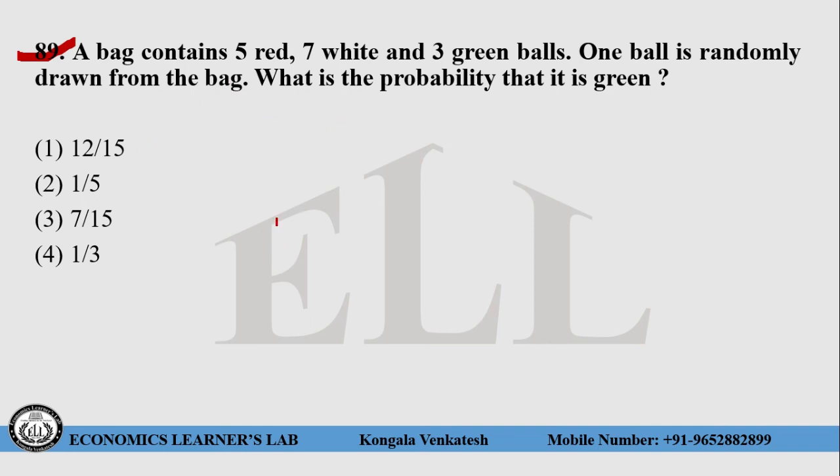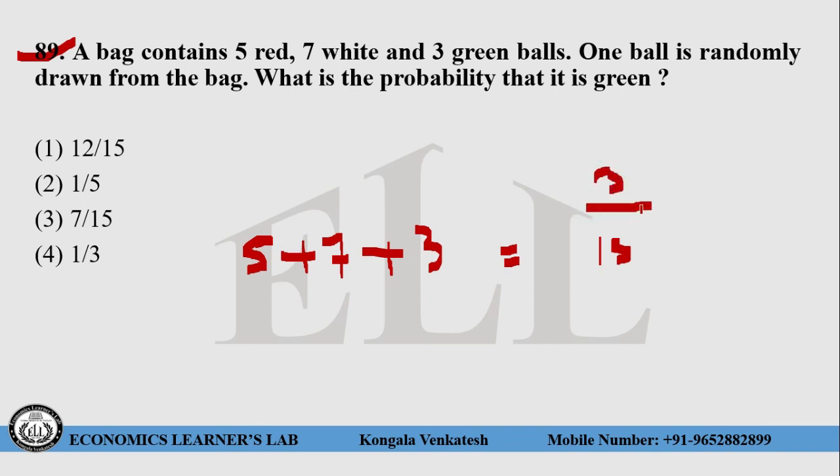So what is the sample space here? So here the sample space is 5, that is red, 7, that is white, and green, that is 3. So this will be 15, right? So what is the green sample space? That is 3, right? So when you divide 3 by 15, that will be your green probability, that is 1 by 5. So here the right answer for this question is choice number 2, that is 1 by 5.